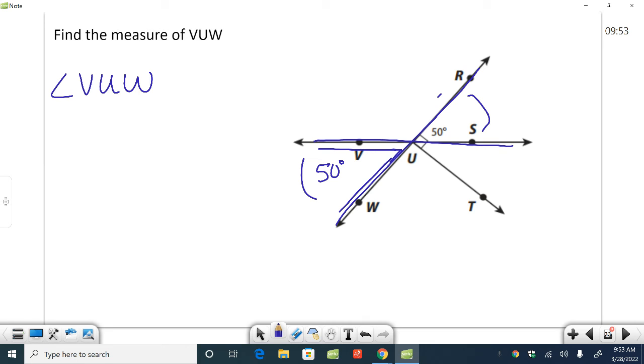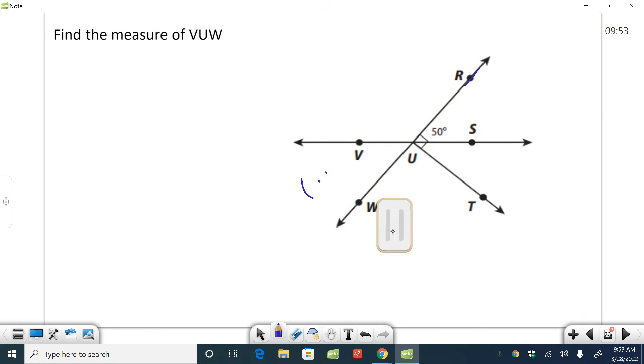You have to pay attention to what those angles are. There's no math involved in this one at all. Good? And then I think the other one is SUT. Angle SUT.